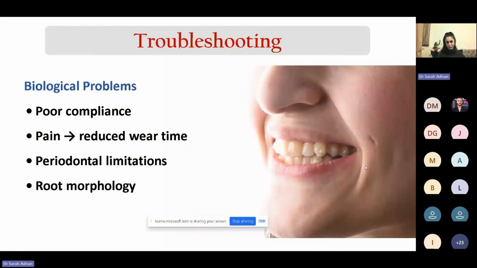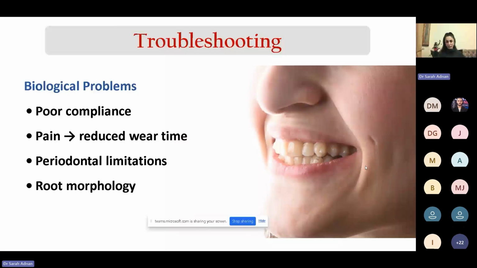Another important biological problem is pain. If the patient has pain as he wears the appliance, it is usually mild pain with aligners, but not severe pain. So pain will reduce wearing time and cause errors in the treatment.